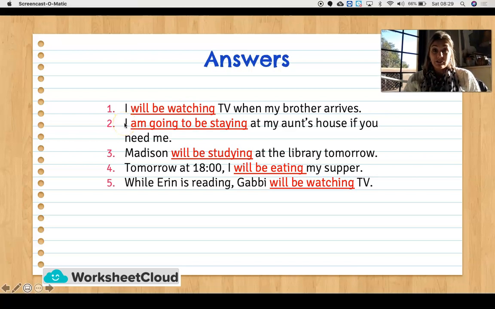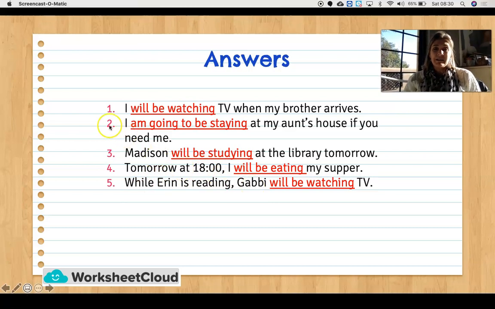Number 2, present continuous tense. Let's change it. I am staying at my aunt's house. So all the verbs that we use there are the verb am. Number 3, Madison is studying at the library. And we'd obviously take out the word tomorrow, because you want it to be today. Madison is studying at the library today. And then 4, we wouldn't start with tomorrow. We'd start with today at 6, I am eating my supper. And number 5, while Erin is reading, Gabby is watching TV.